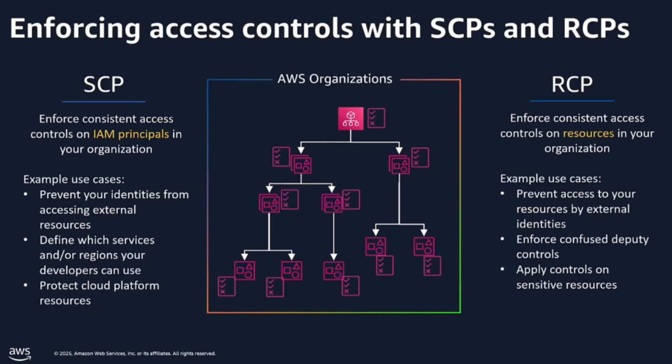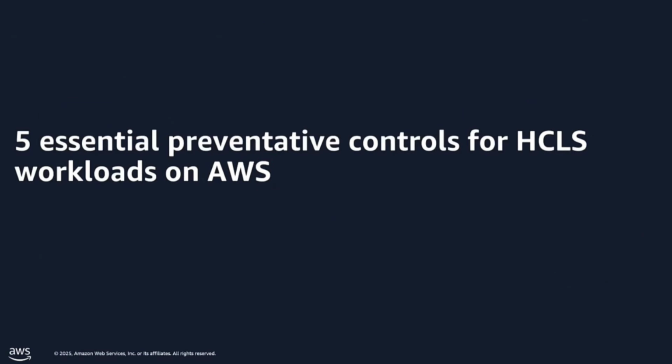There are many use cases where SCPs and RCPs can be effectively and efficiently used to enforce access controls. For example, SCP use cases include the ability to prevent identities from accessing external resources, limiting AWS regions, and to protect cloud platform resources. And RCP use cases include the ability to prevent access to your resources by external identities and to apply controls on sensitive resources. Next, my colleague, Donnie Wilson, will walk us through 5 essential preventative controls for healthcare and life sciences workloads on AWS.